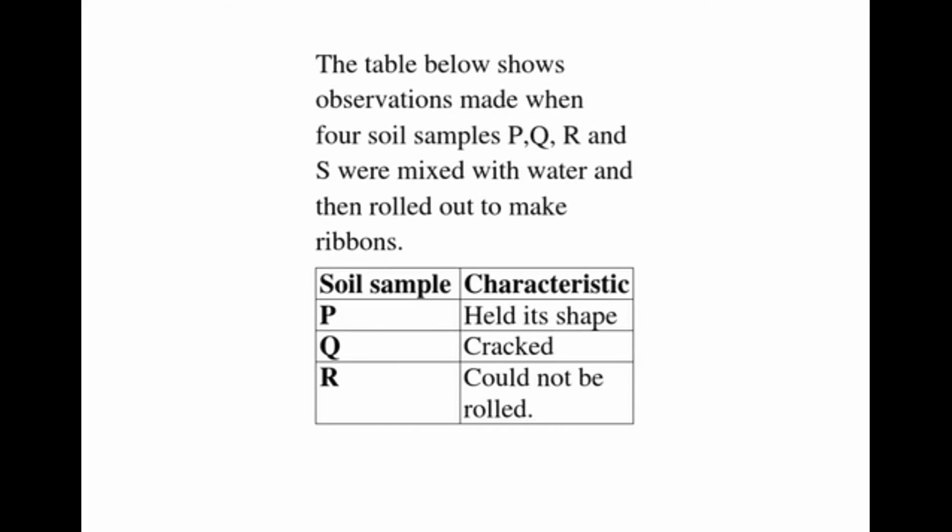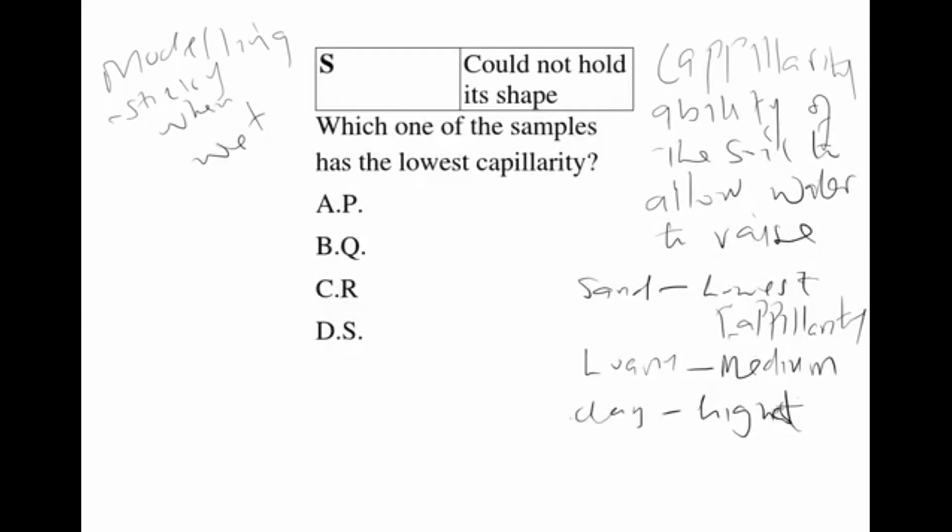Looking at soil R, could not hold its shape. This is likely to be sandy soil. Sandy soil is not good for modeling, because of its large soil particles that cannot stick together. Therefore, the one with the lowest capillarity was S. Soil S had the lowest capillarity.